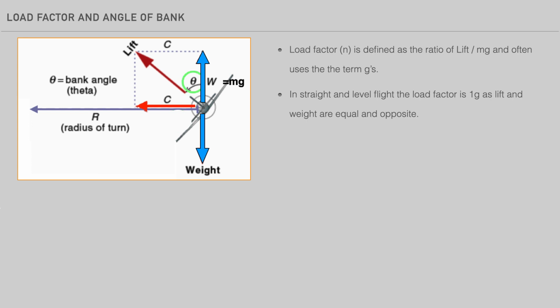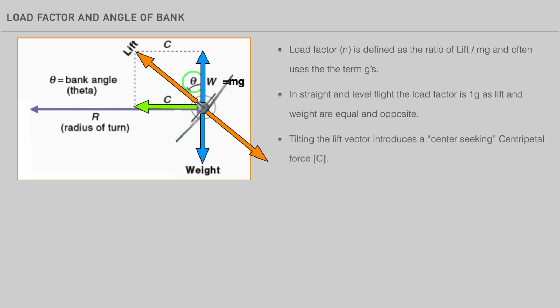In a level turn, the total lift vector is redirected at some angle theta, and there is an opposing vector which must be equally balanced. Tilting the lift vector introduces a center-seeking or centripetal force, also referred to as the horizontal component of lift, as well as the perceived equal and opposite center-fleeing or centrifugal force, which passengers, pilots, and plane experience.